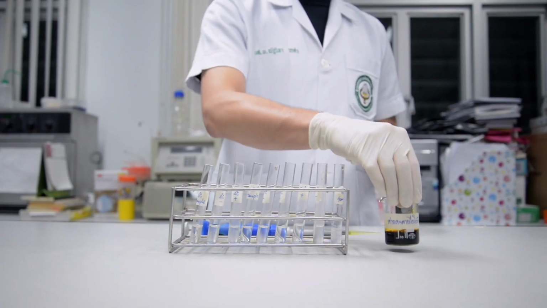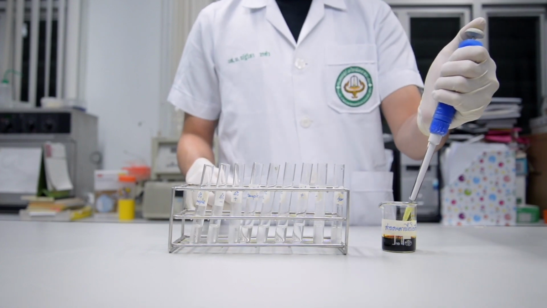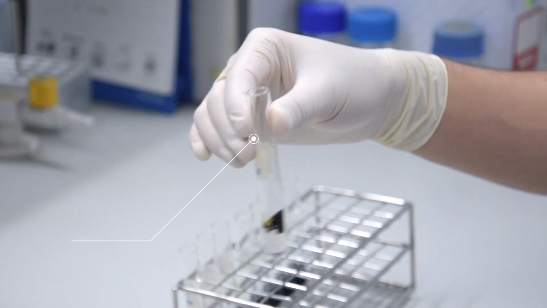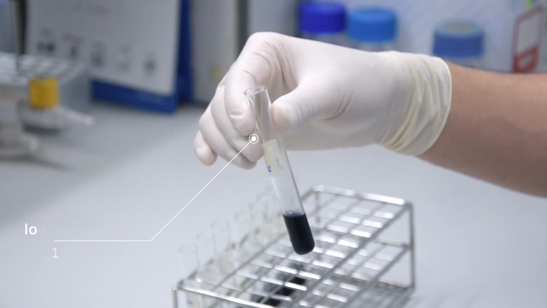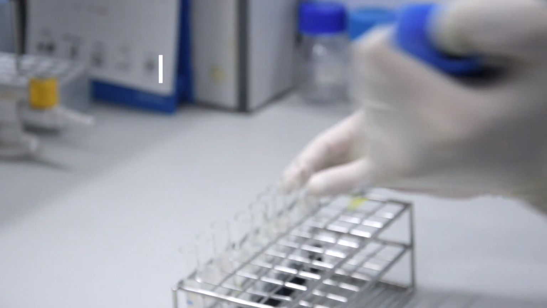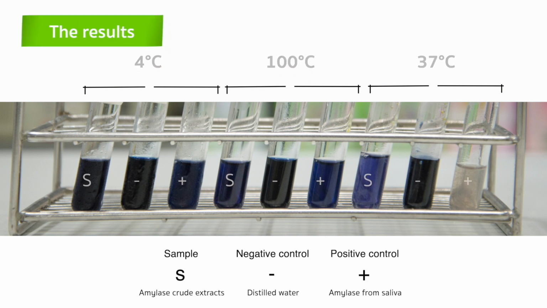Add 1 drop of iodine solution to each tube and gently mix. Observe the color change and record the result. After the iodine solution was added into each tube, it appeared in different shades of blue color.